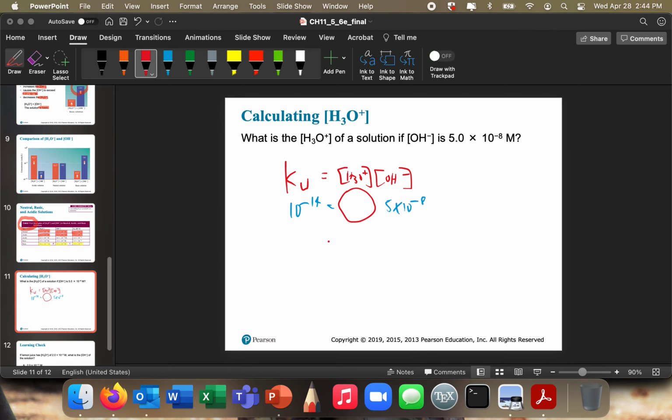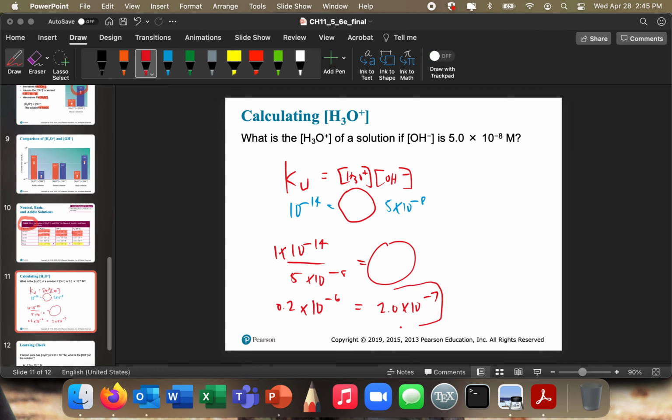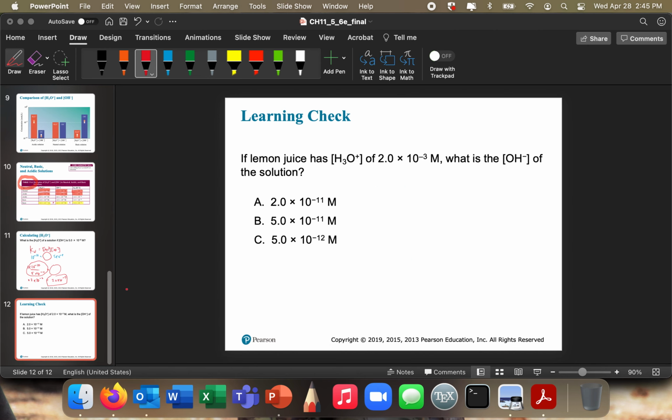So what do I do? I just divide, right? We solve for x. So 10 to the minus 14 over 5 times 10 to the minus 8. Let me say 1 times 10 to the minus 14 is equal to that circle there. I'm going to do this in my head. 10 to the minus 14 over 10 to the minus 8 is 10 to the minus 6. And 1 divided by 5 is 0.2, right? It's 1/5. And so we're going to say this is 2.0 times 10 to the minus 7. All right, there is your answer. And I encourage you to get your calculator, put those numbers in, and verify that. All right, so let's do one more.